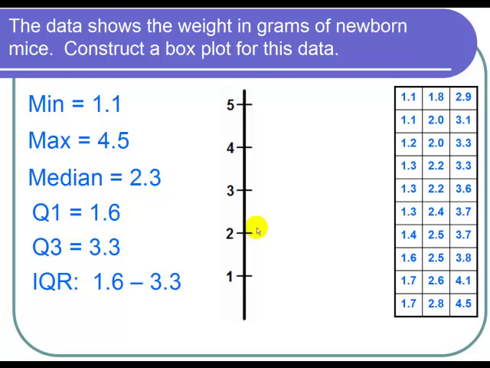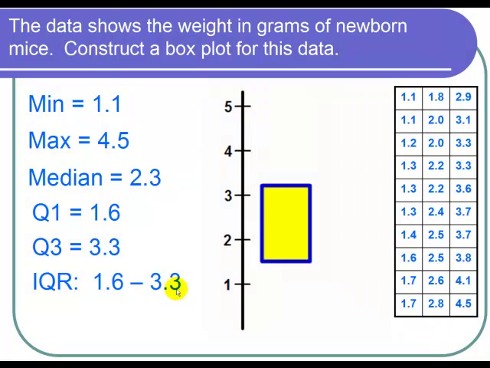Let's draw our box first. Again, the bottom of the box is 1.6, and the top of the box is 3.3. So I draw a box. The width doesn't matter. I just draw a width so that it is aesthetically appealing, and hopefully you agree it is. But the minimum and max of the box must be the first and third quartile.